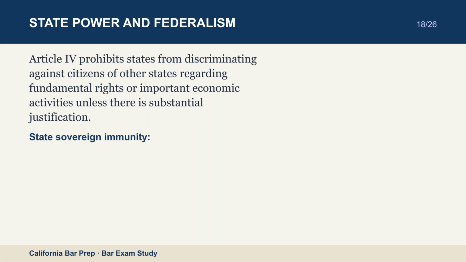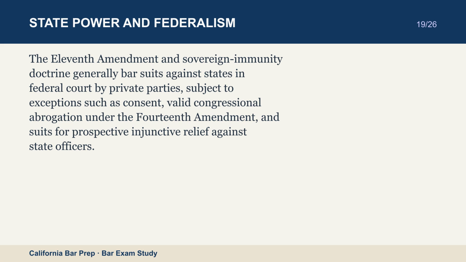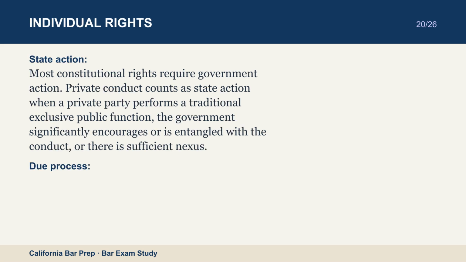States' sovereign immunity. The 11th Amendment and sovereign immunity doctrine generally bar suits against states in federal court by private parties, subject to exceptions such as consent, valid congressional abrogation under the 14th Amendment, and suits for prospective injunctive relief against state officers. State action. Most constitutional rights require government action. Private conduct counts as state action when a private party performs a traditional exclusive public function, the government significantly encourages or is entangled with the conduct, or there is sufficient nexus.